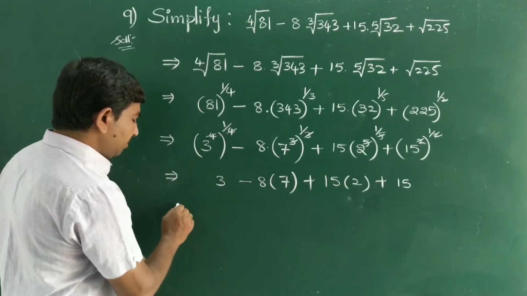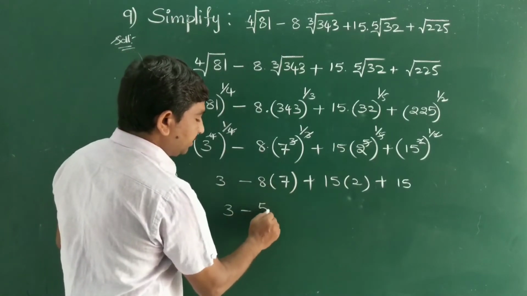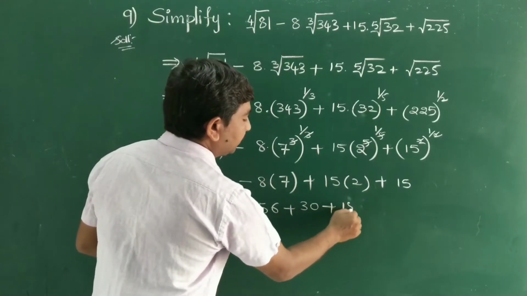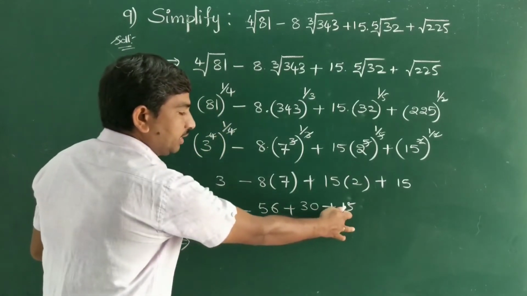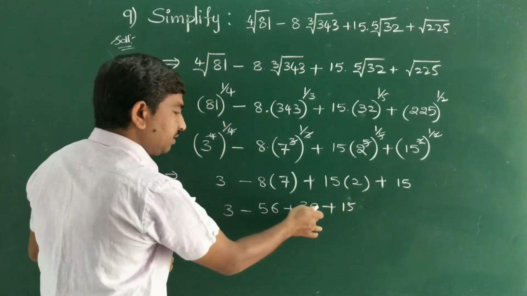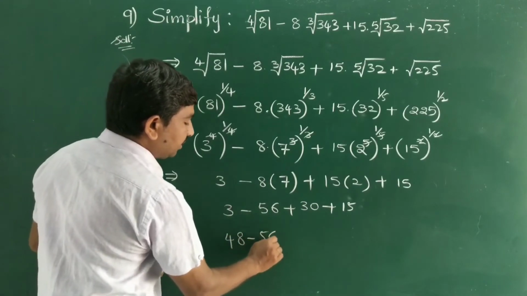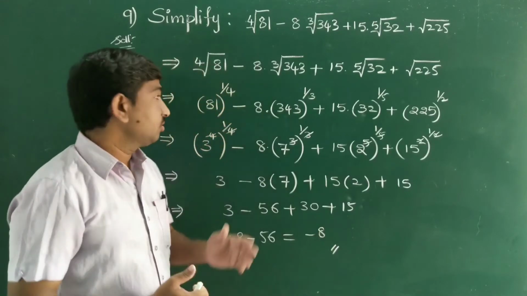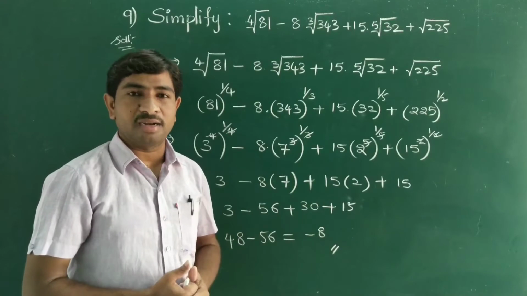So now by simplifying this finally: 3 minus 8 into 7 is 56, plus 15 into 2 is 30, plus 15. By adding all the positive numbers first, what will you get? 30 plus 15, how much? 45. 45 plus 3, 48. 48 minus 56 is equal to what? Minus 8 is the answer. So the simplification, finally what we are getting, is minus 8 as the answer.